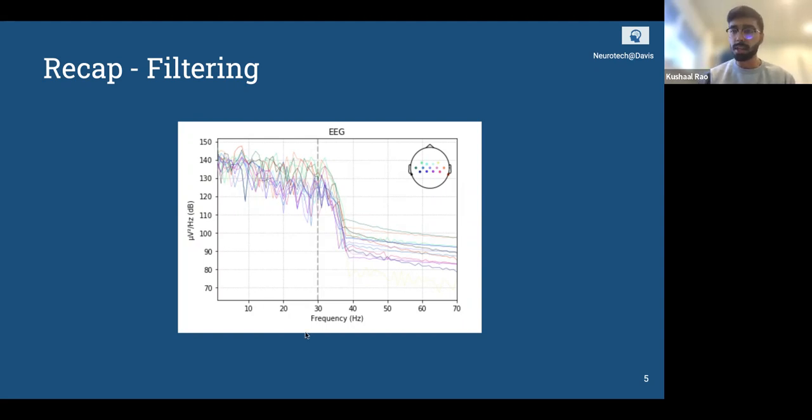So in this case, what we're seeing here is a PSD plot. A PSD plot is a way to visualize the frequencies that are present in your data set and the extent to which each frequency is present. So that would be the power.